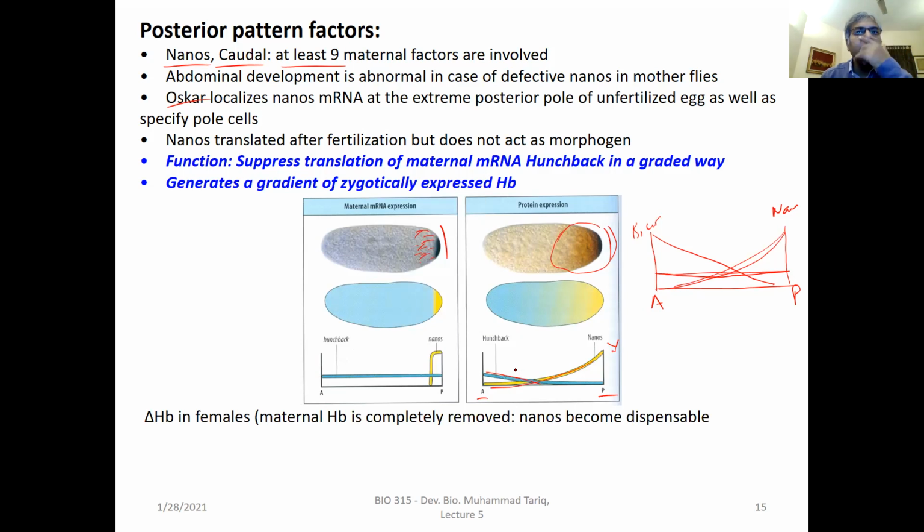Okay, and if you have deletion, if you don't have hunchback in mother, so if mothers are mutant for hunchback, nanos become dispensable, because nanos function was to restrict hunchback in a gradient-like fashion. Once hunchback is absent, nanos remain dispensable.